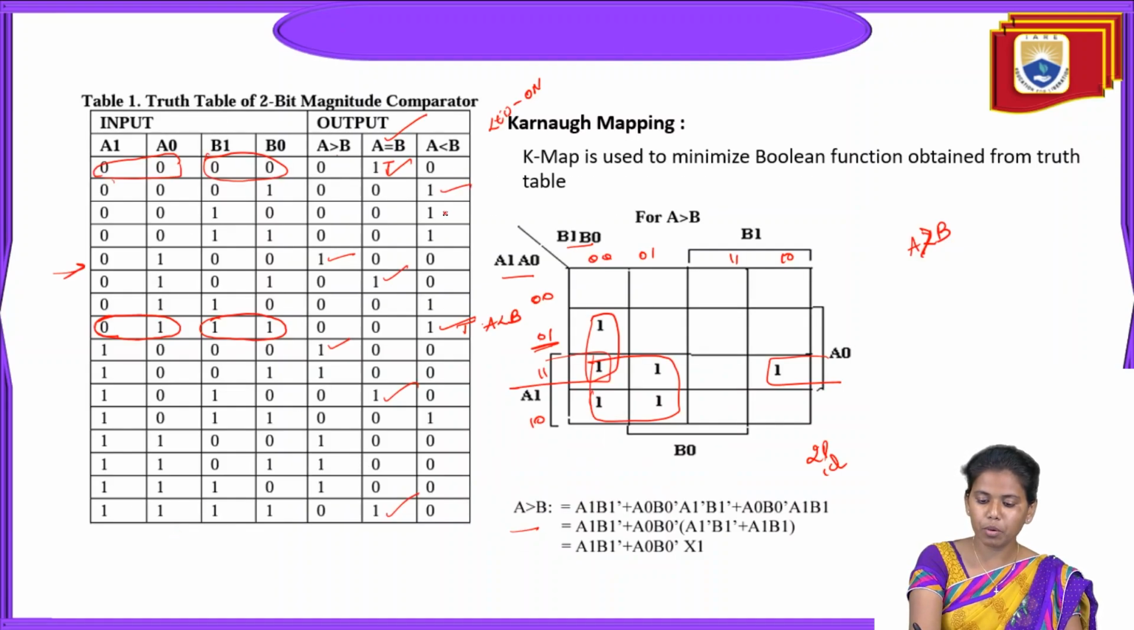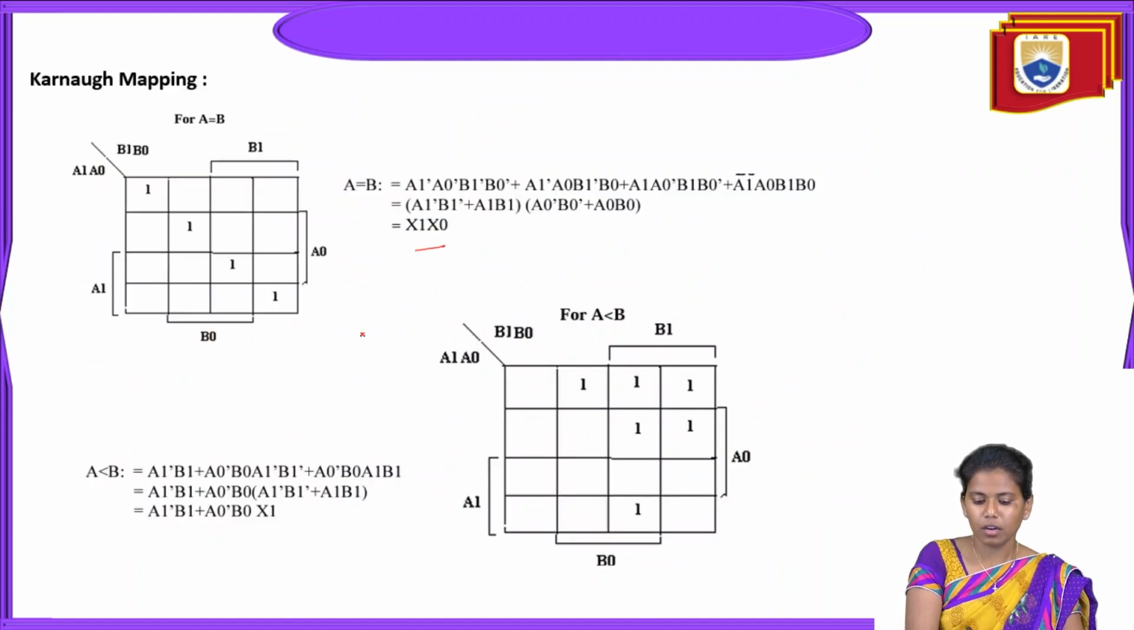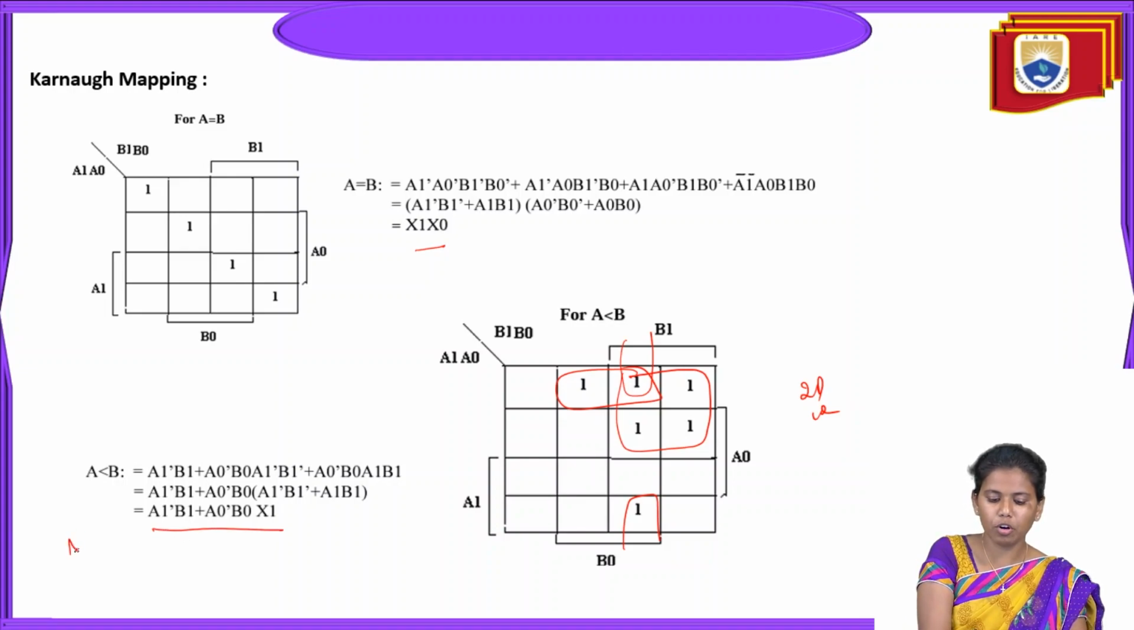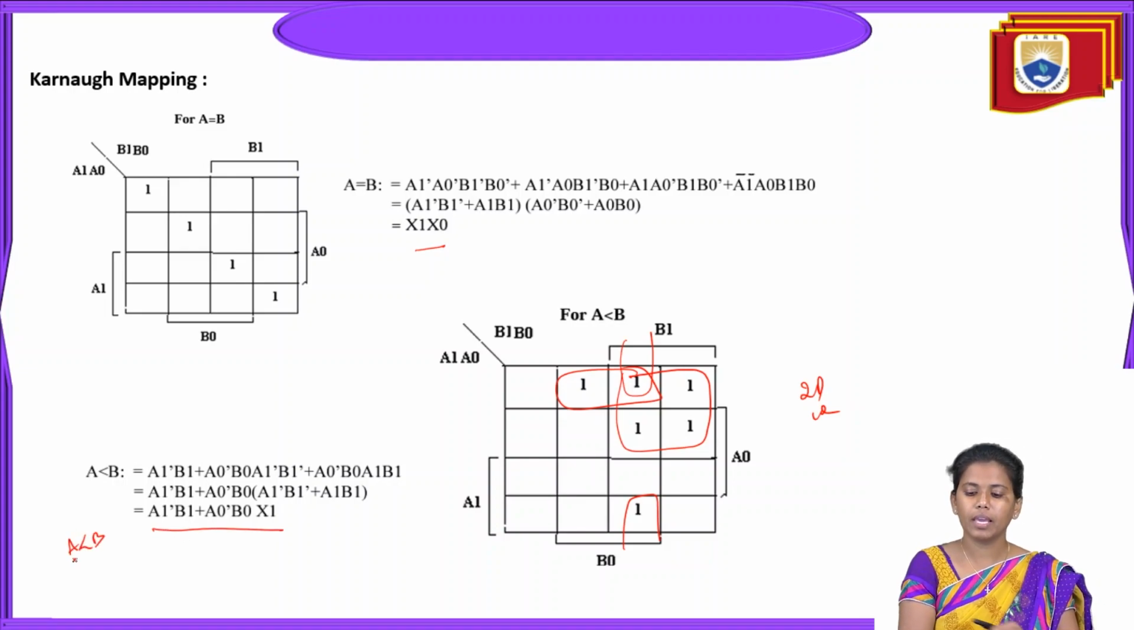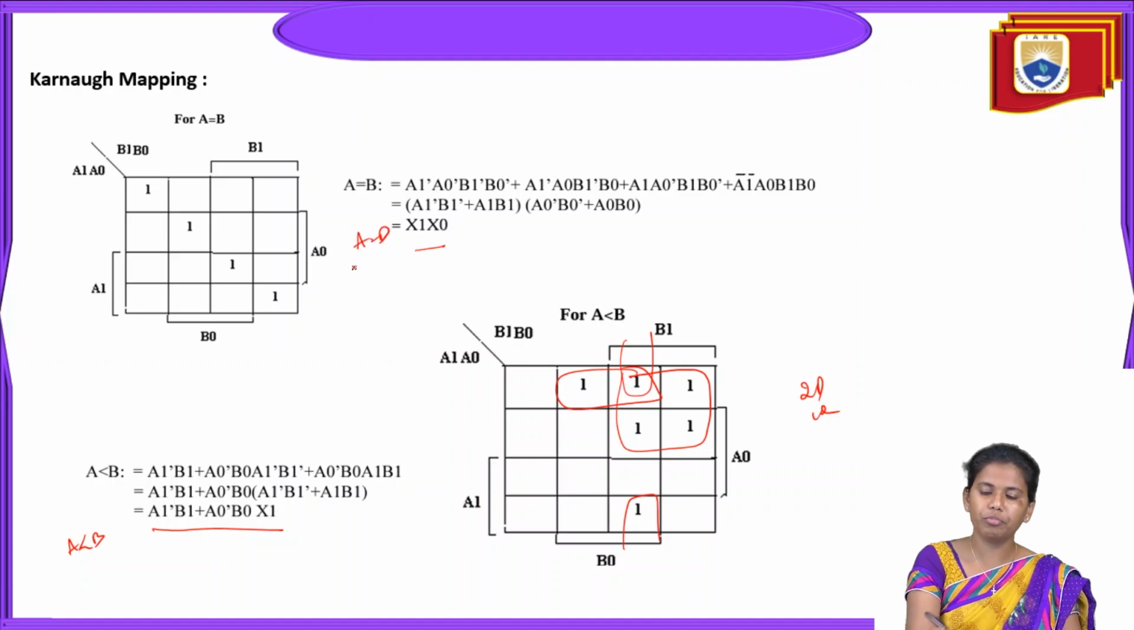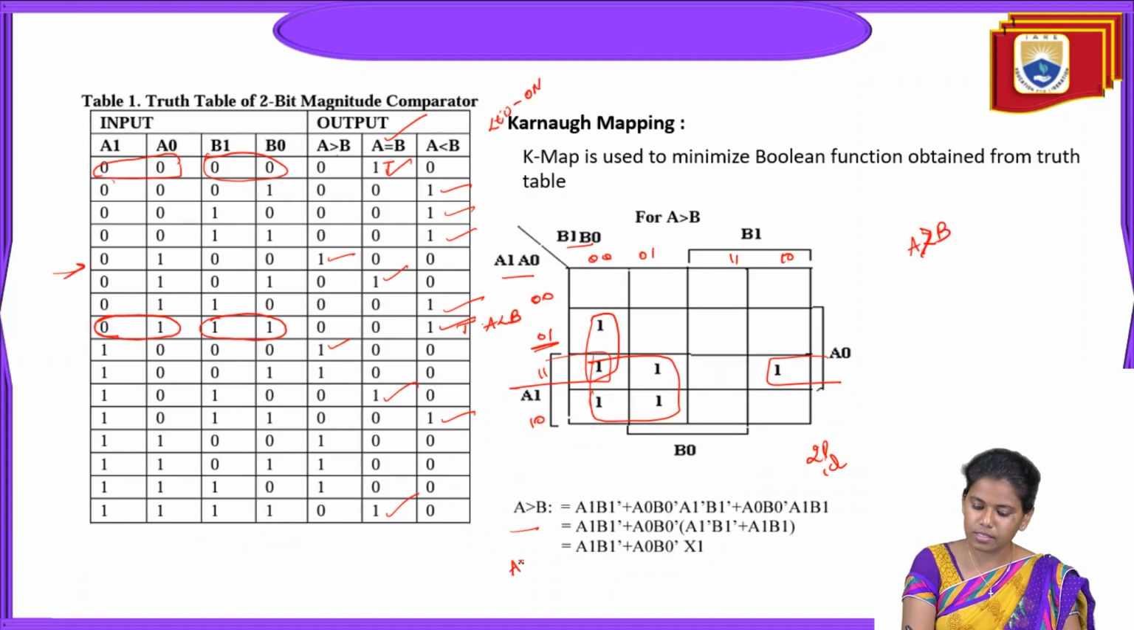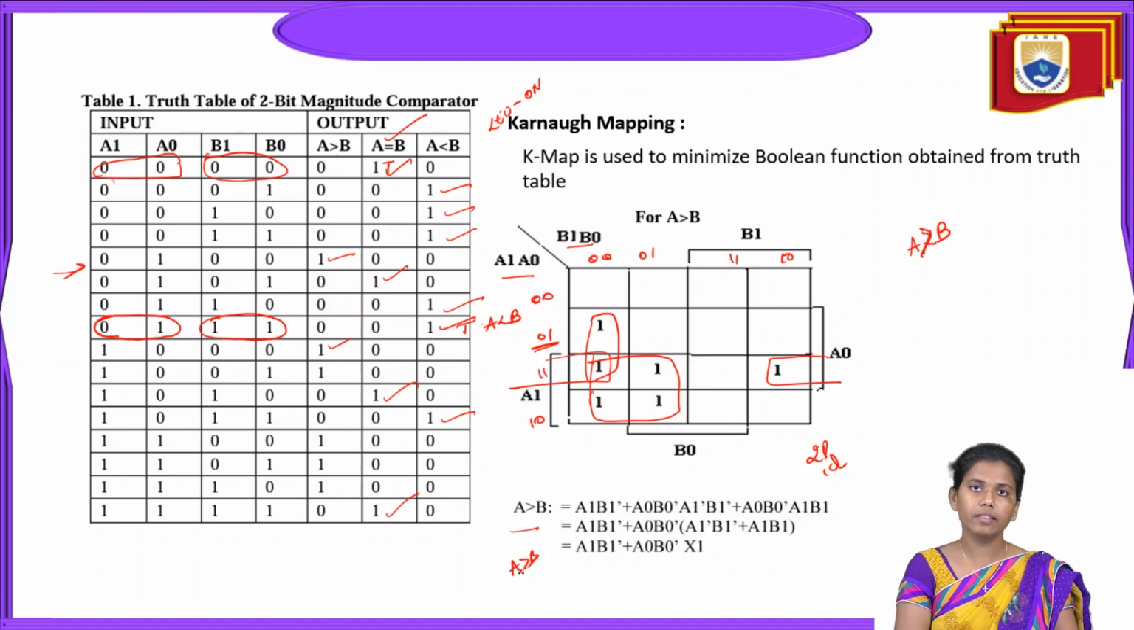So for A less than B, 1, 2, 3, 4, 5, 6. Out of 6 combinations based on the K maps, I'm getting 1 quad and then I'm getting 2 pairs. So 2 pairs and 1 quad. This is the expression I got for A less than B, this is the expression I got for A equals to B, and this is the expression I got for A greater than B, right?